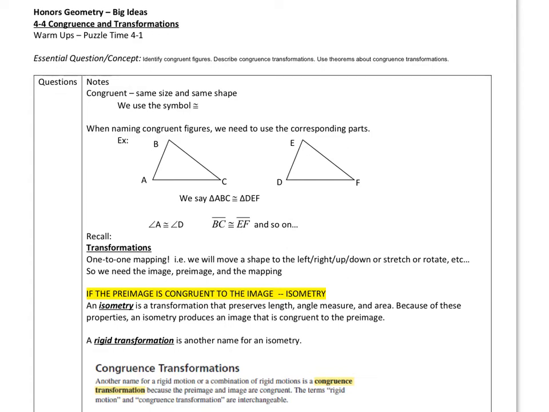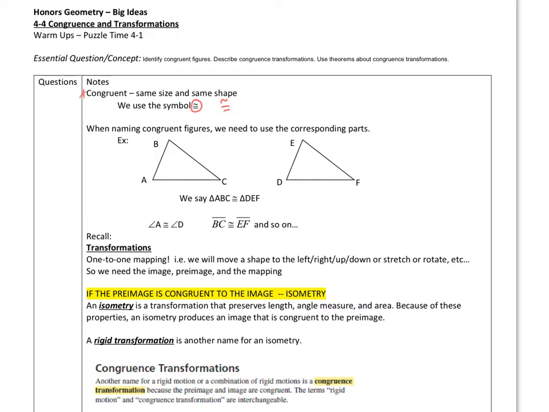Hey everybody, it's Mr. N, and we are going to do the next lesson, which is congruence and transformations. So let's talk about what the congruent symbol is, which you should already know by now. The congruent symbol looks like this. It's an equal sign with a mustache. So congruent means same size and same shape.